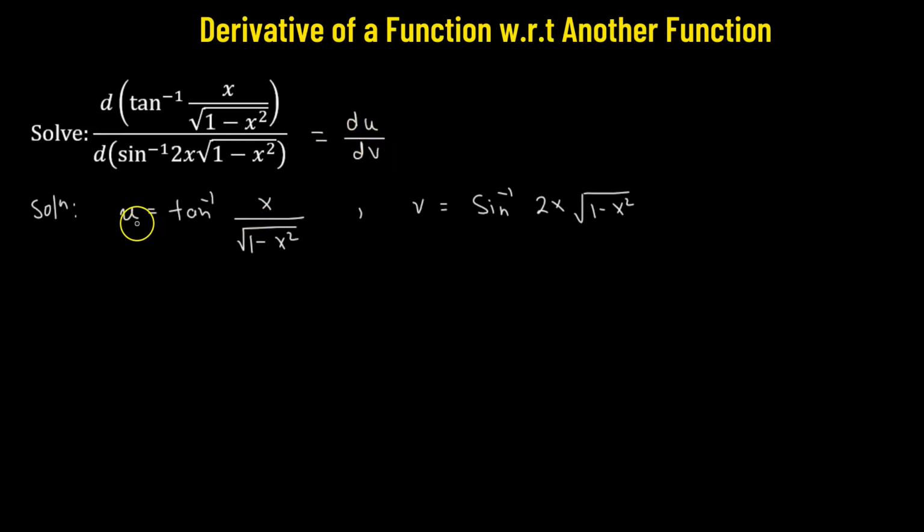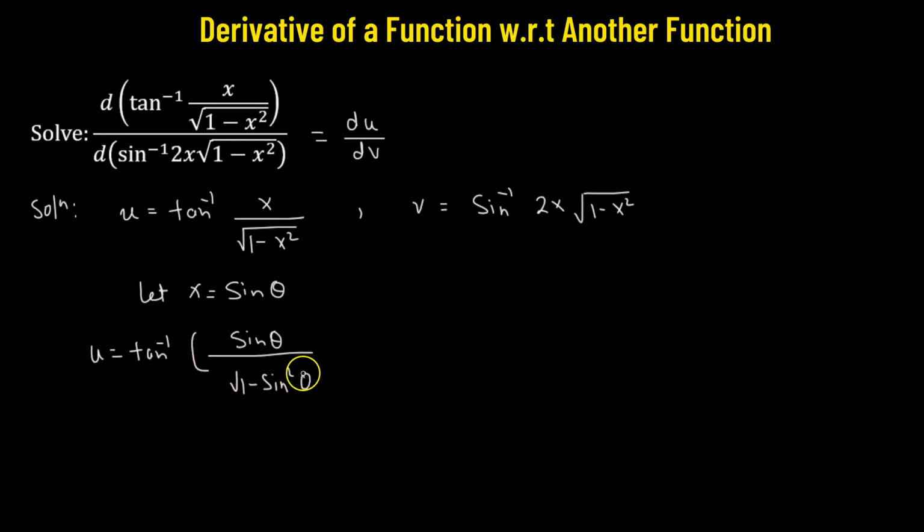But for that, we need the derivative of u with respect to x, and we also need the derivative of v with respect to x. To do that, let's try to simplify the expression on the right side of u using a trigonometric substitution. I'll take x to be equal to sine theta, such that u becomes equal to tangent inverse of sine theta divided by square root of 1 minus sine squared theta. Right. Now, this gives us tangent inverse of sine theta divided by, so square root of 1 minus sine squared theta simply becomes equal to cosine theta.